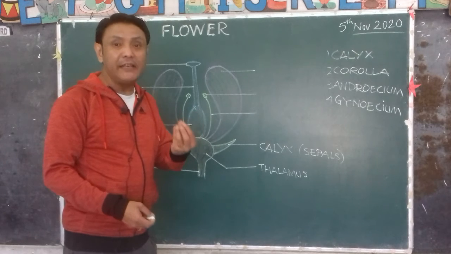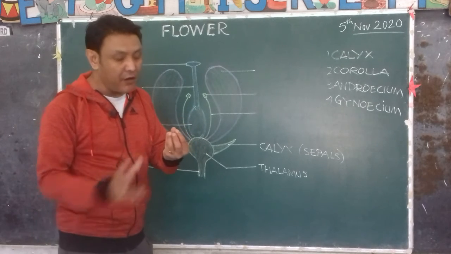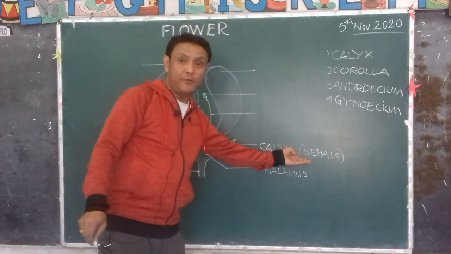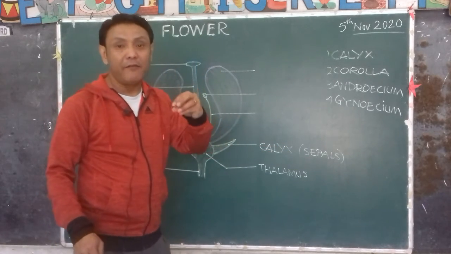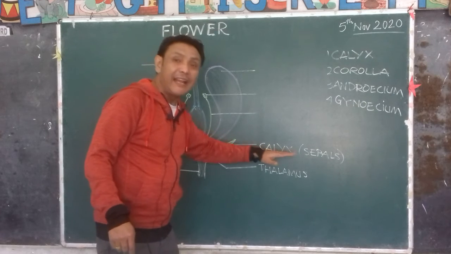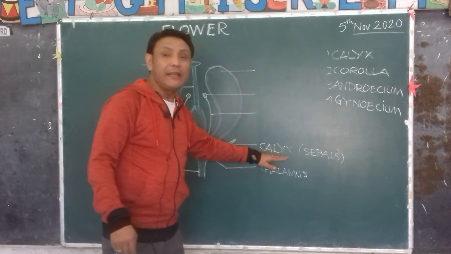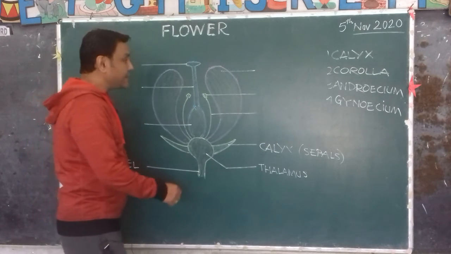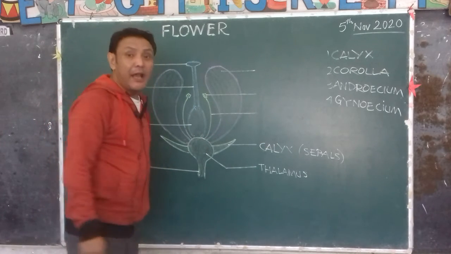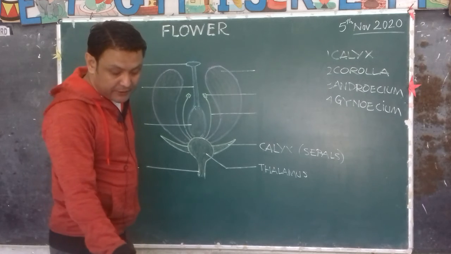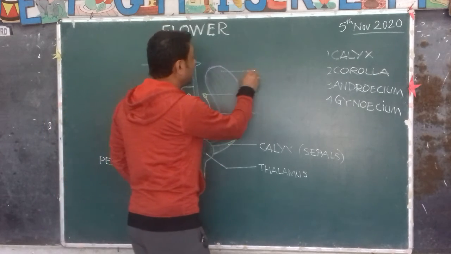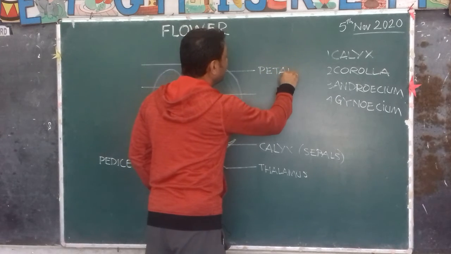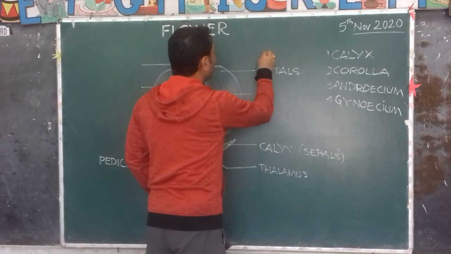All the petals, the very tiny flower, the bud, is covered by the green leafy structures. These are the sepals. When you see a bud it is always covered by the green leafy structures, and these are the sepals or the calyx. Okay, now we go to the next whorl, that is the second whorl, the corolla. And the corolla is made up of petals.